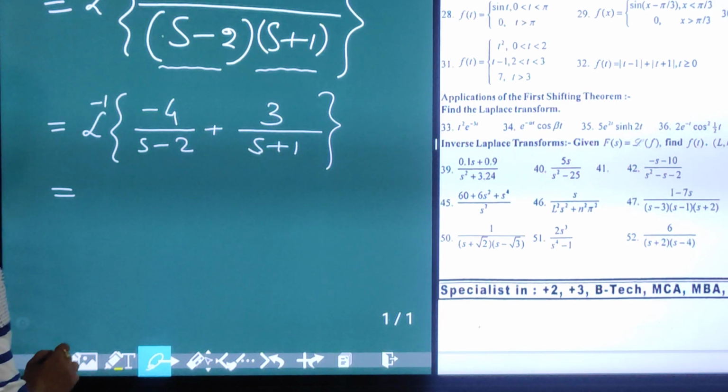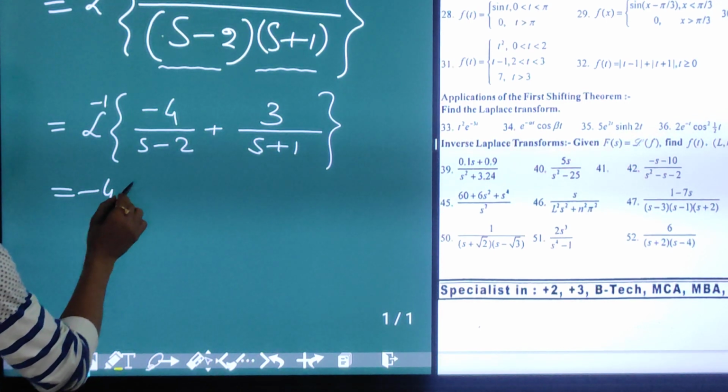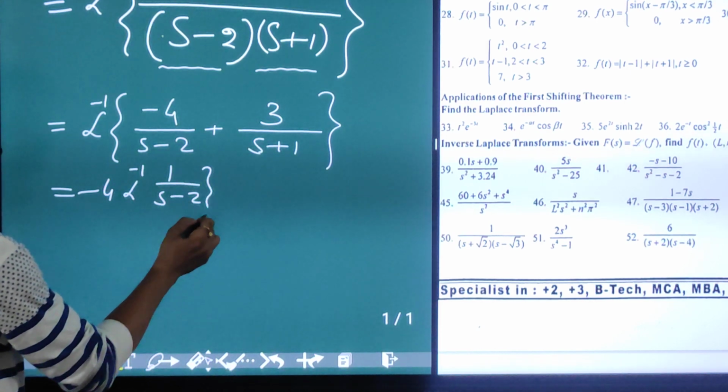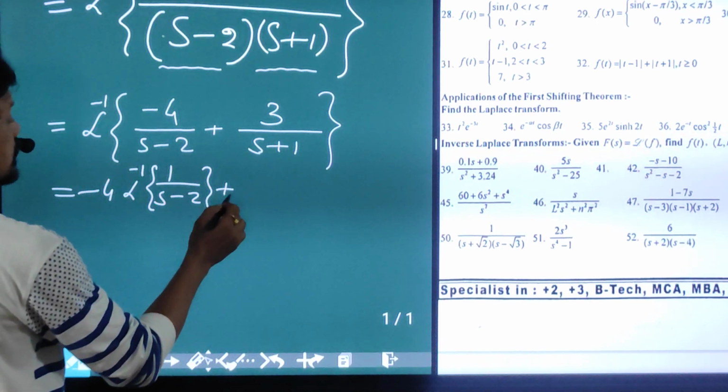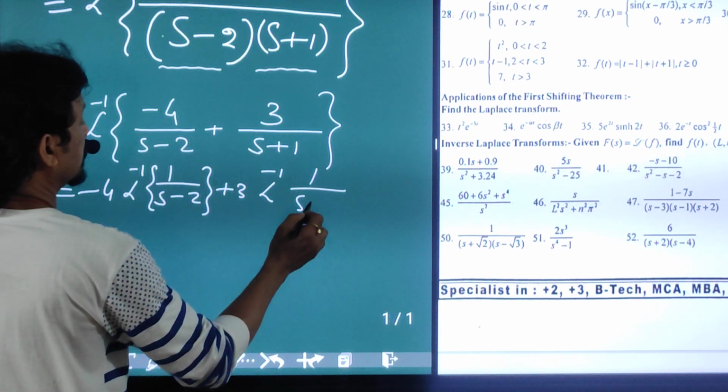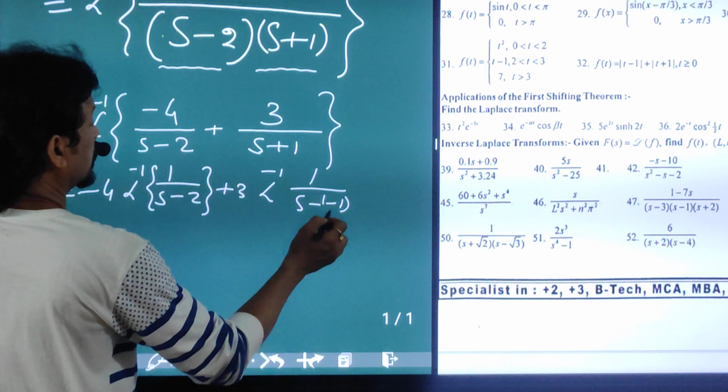Minus 4 I am taking outside: Laplace inverse of 1 by s minus 2, plus 3 Laplace inverse of 1 by s minus of minus 1. I can write like this.